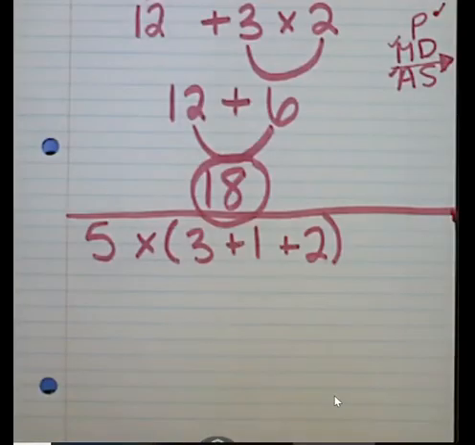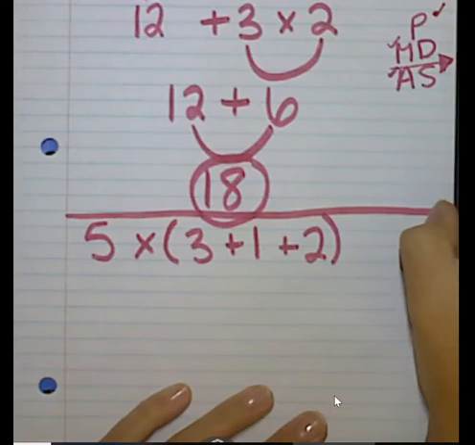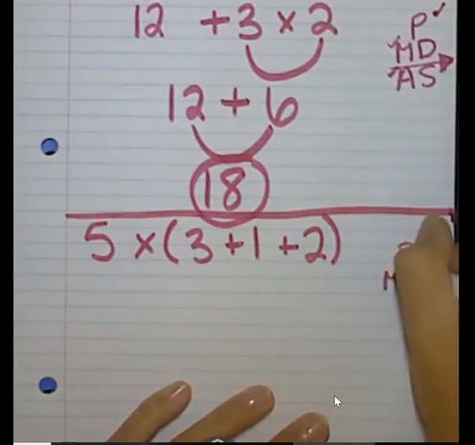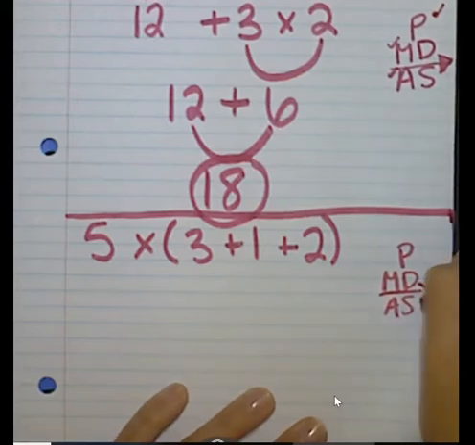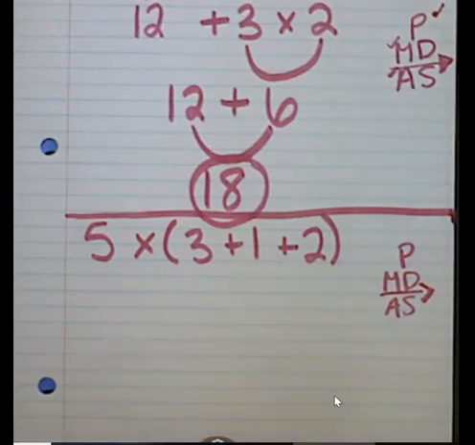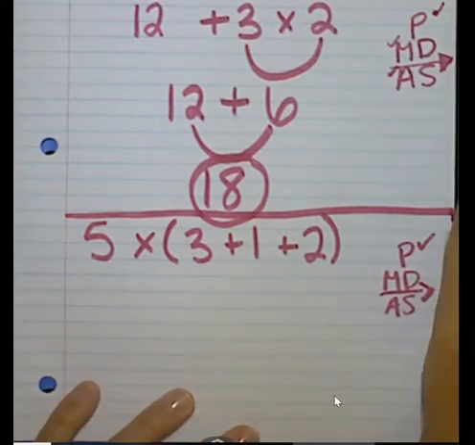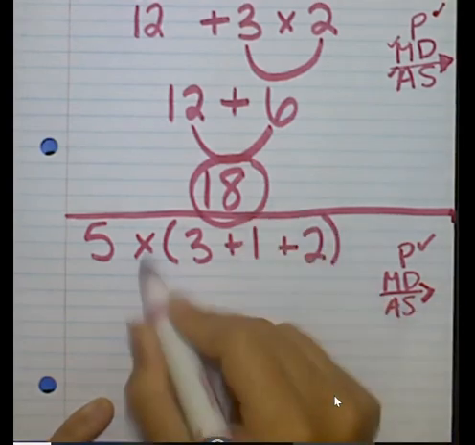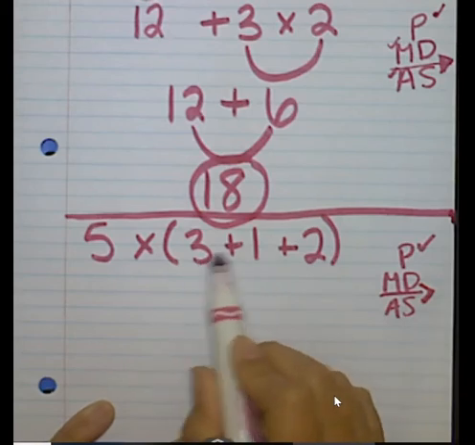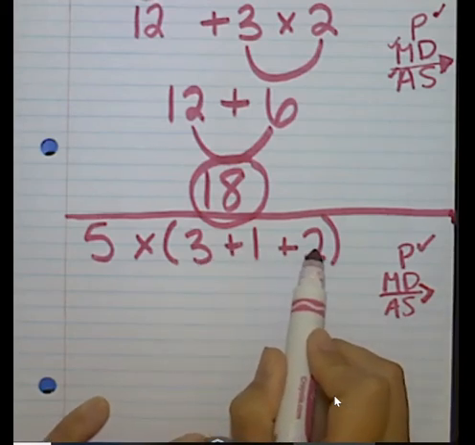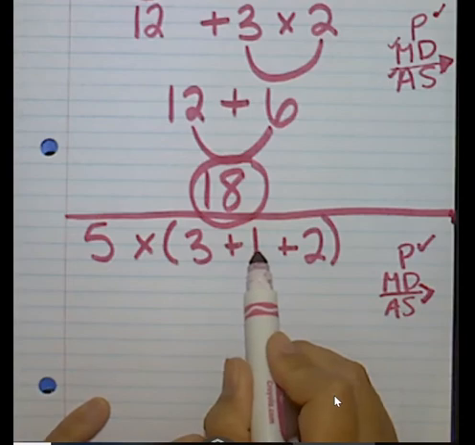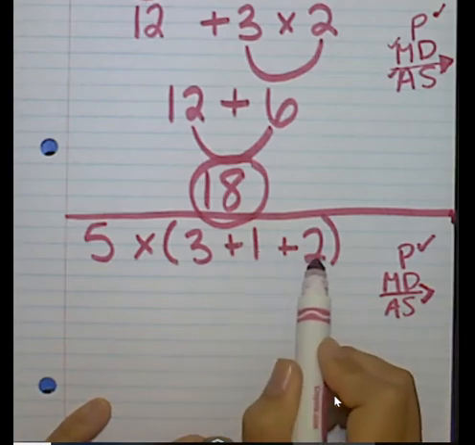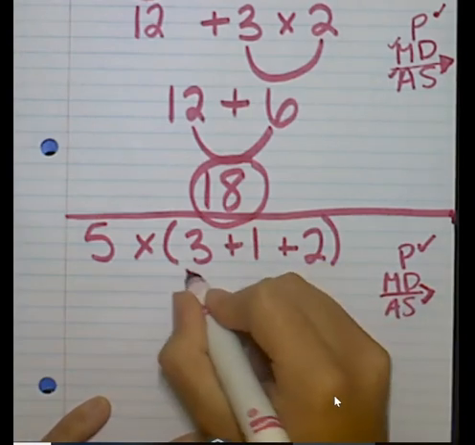I can start to solve it again. And every time I'm going to write my PEMDAS to the side to remind me what order I need to solve in. So first things first, are there parentheses? Yes. So I'm going to solve these additions first. So I see 3 plus 1 plus 2. Well, I know 3 plus 1 is 4. And if I have 4 plus 2, that gives me 6.